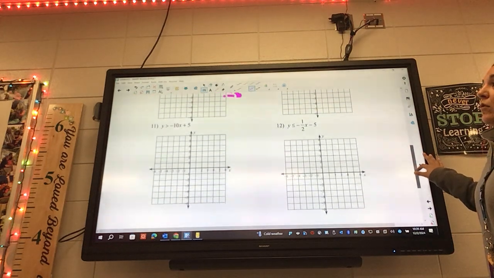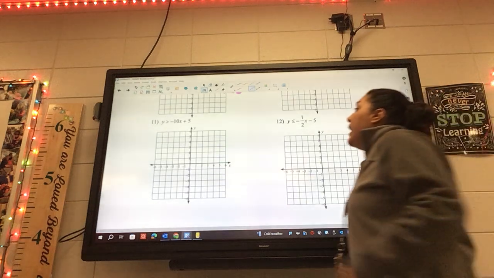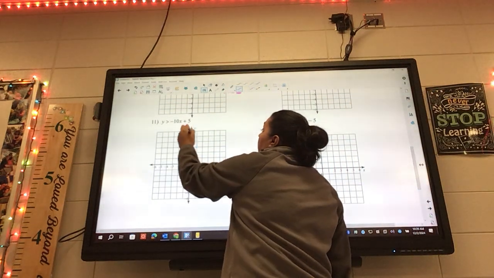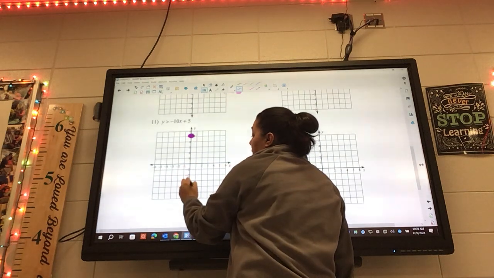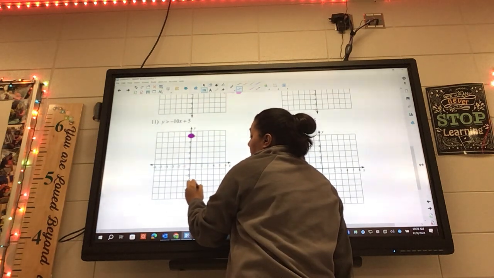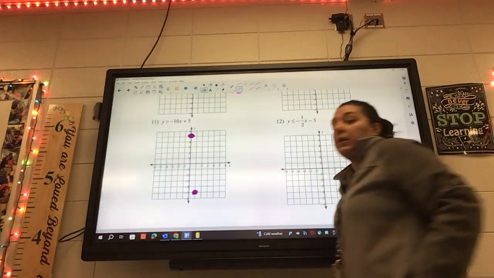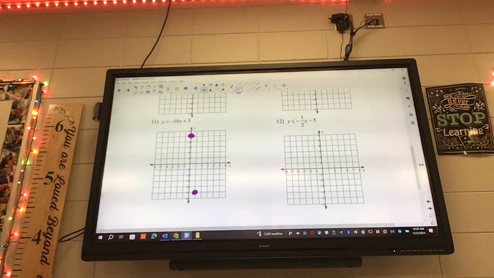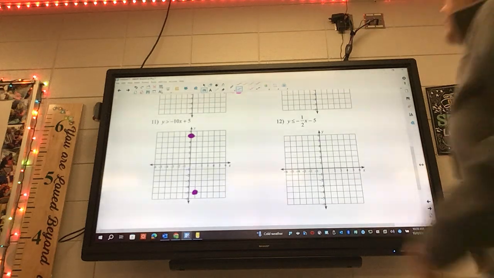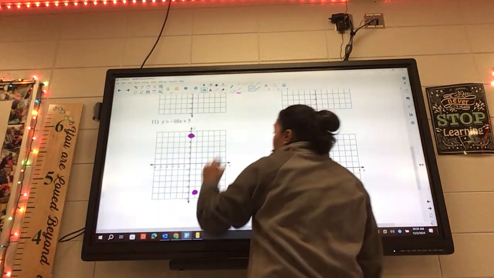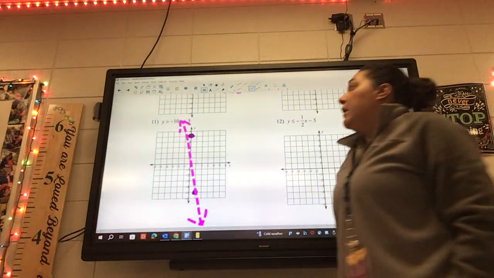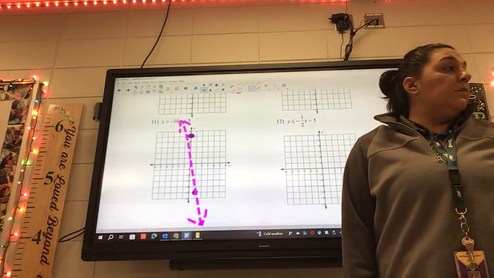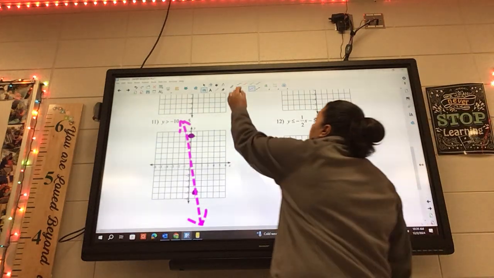11 starts at 5. And I cannot go up 10, so I'm going to have to go down 10 and over 1. Okay, I need a negative line, so make sure you're going over the correct one. Okay, dotted or solid? Dotted. Dotted line. Above or below? Above.